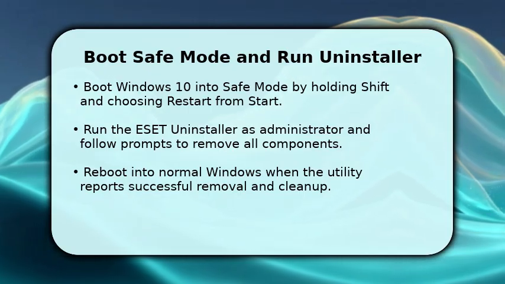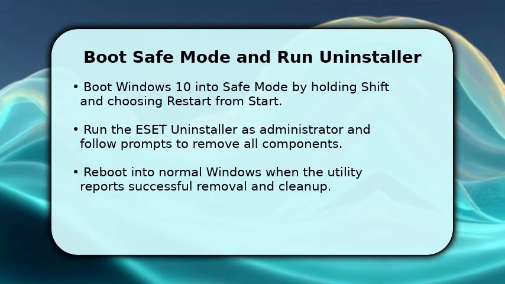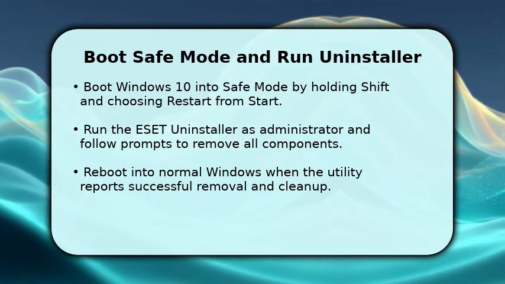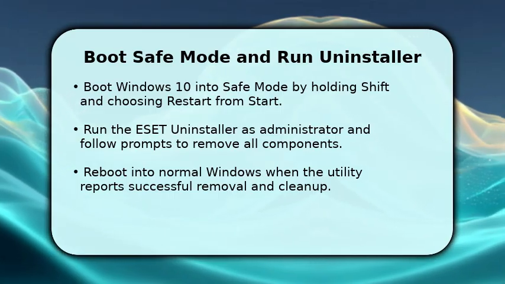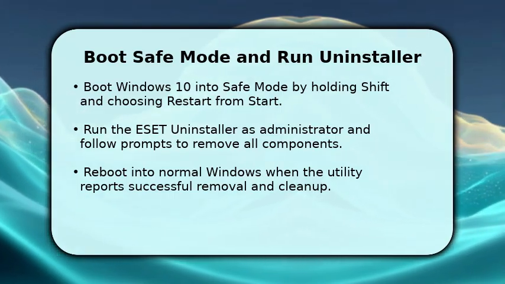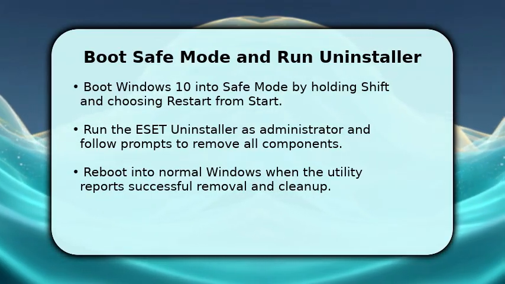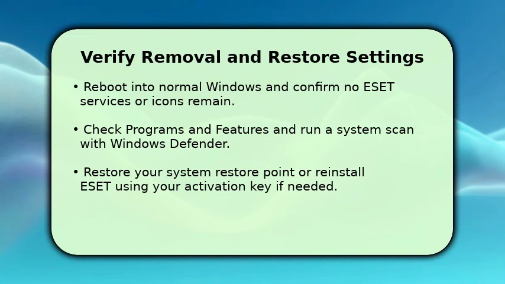Run the ESET uninstaller as administrator and follow prompts to remove all components and drivers. Wait until the tool reports successful removal and any temporary files are cleaned up. Reboot into normal Windows and confirm no ESET services or icons remain in the system tray.